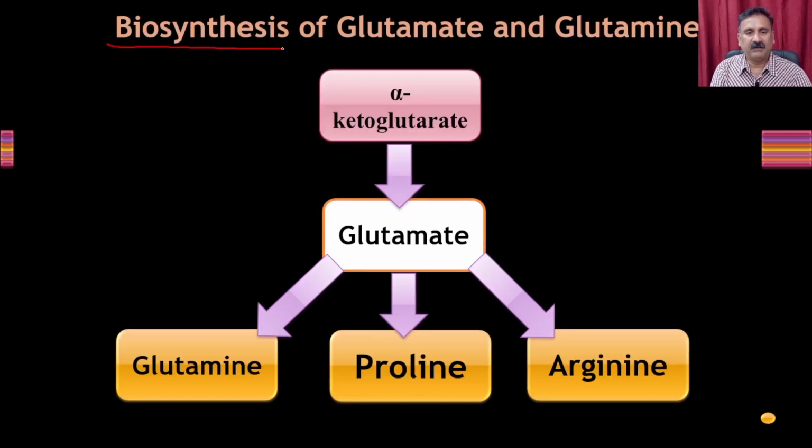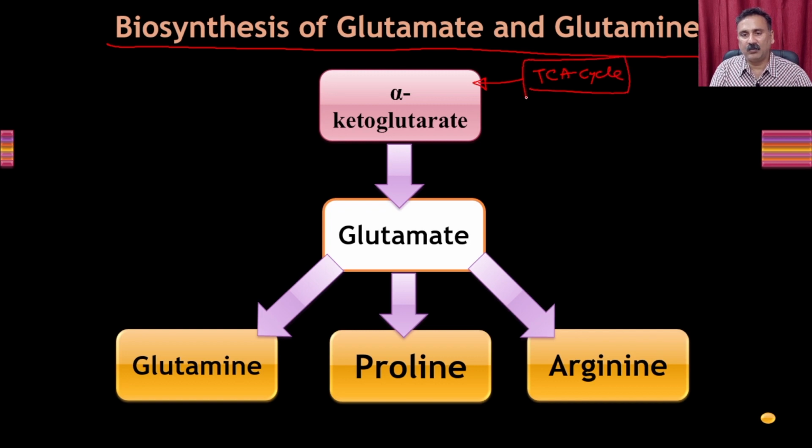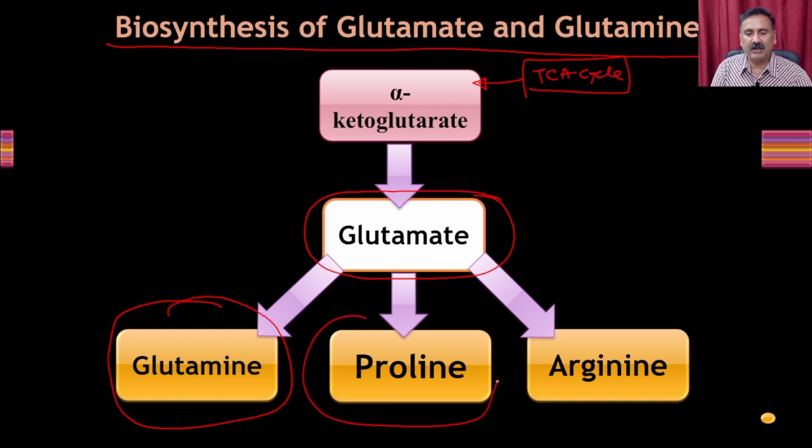So, biosynthesis of glutamate and glutamate derivatives such as glutamine. You will get alpha ketoglutarate from the TCA cycle, right? Once alpha ketoglutarate is prepared, it is converted into glutamate by catalyzed reactions, and the glutamate is then converted into glutamine, proline and arginine. So how can you have the biosynthesis of all of these amino acids?